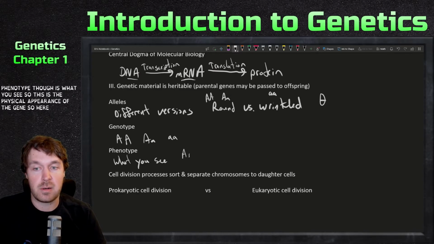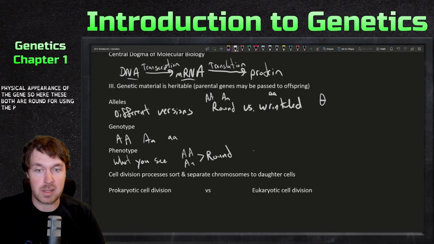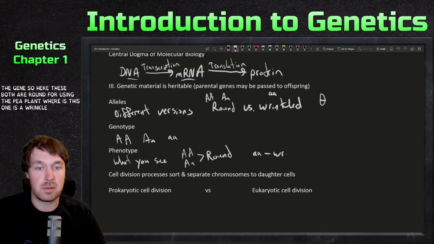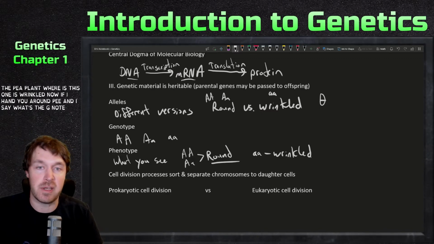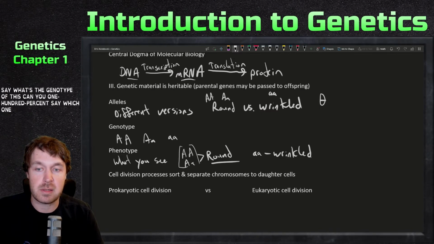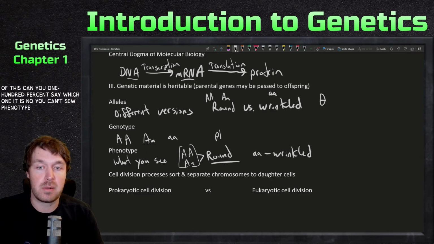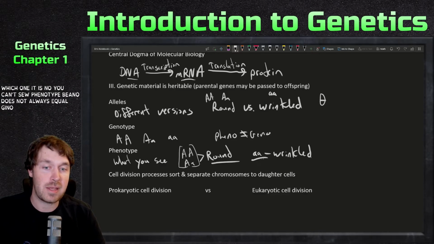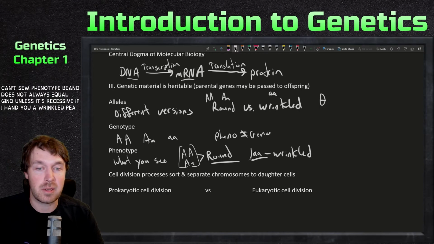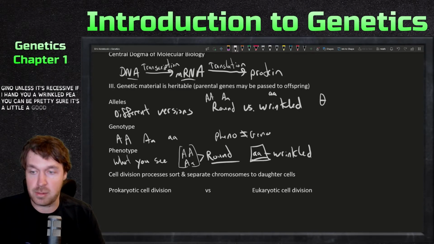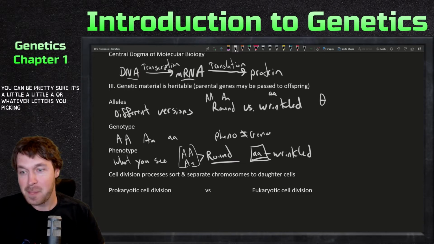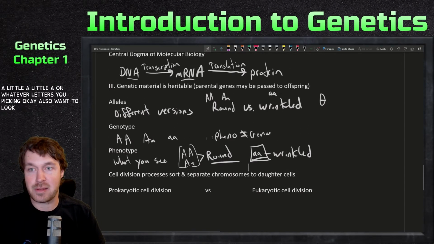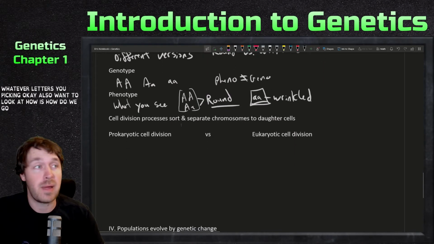So here, these both are round if we're using the pea plant, whereas this one is wrinkled. Now, if I hand you a round pea and I say, what's the genotype of this? Can you 100% say which one it is? No, you can't. So phenotype, pheno does not always equal geno, unless it's recessive. If I hand you a wrinkled pea, you can be pretty sure it's a little a, or whatever letters you're picking.